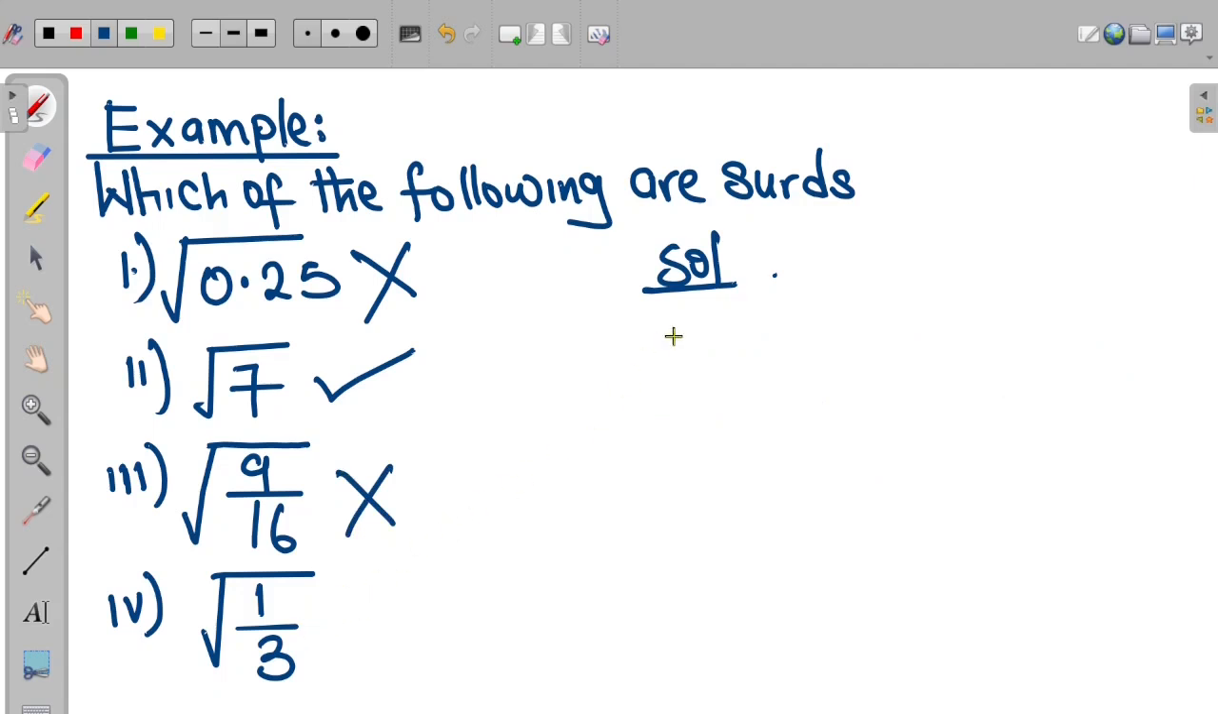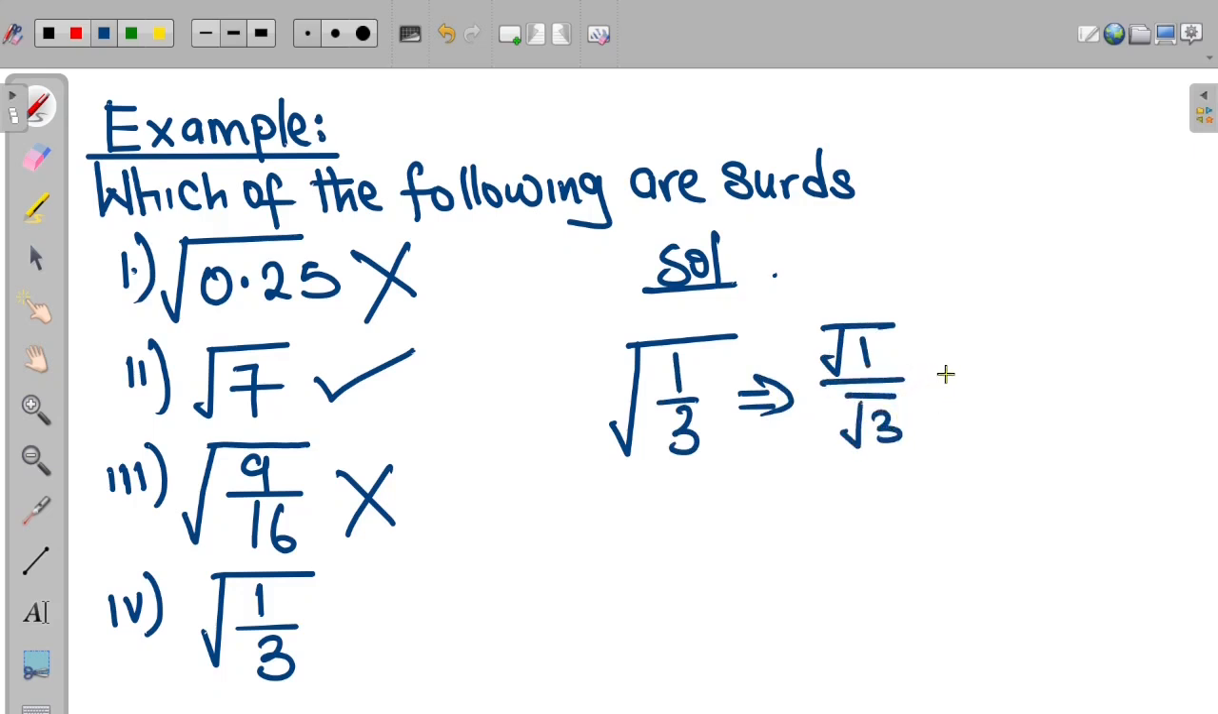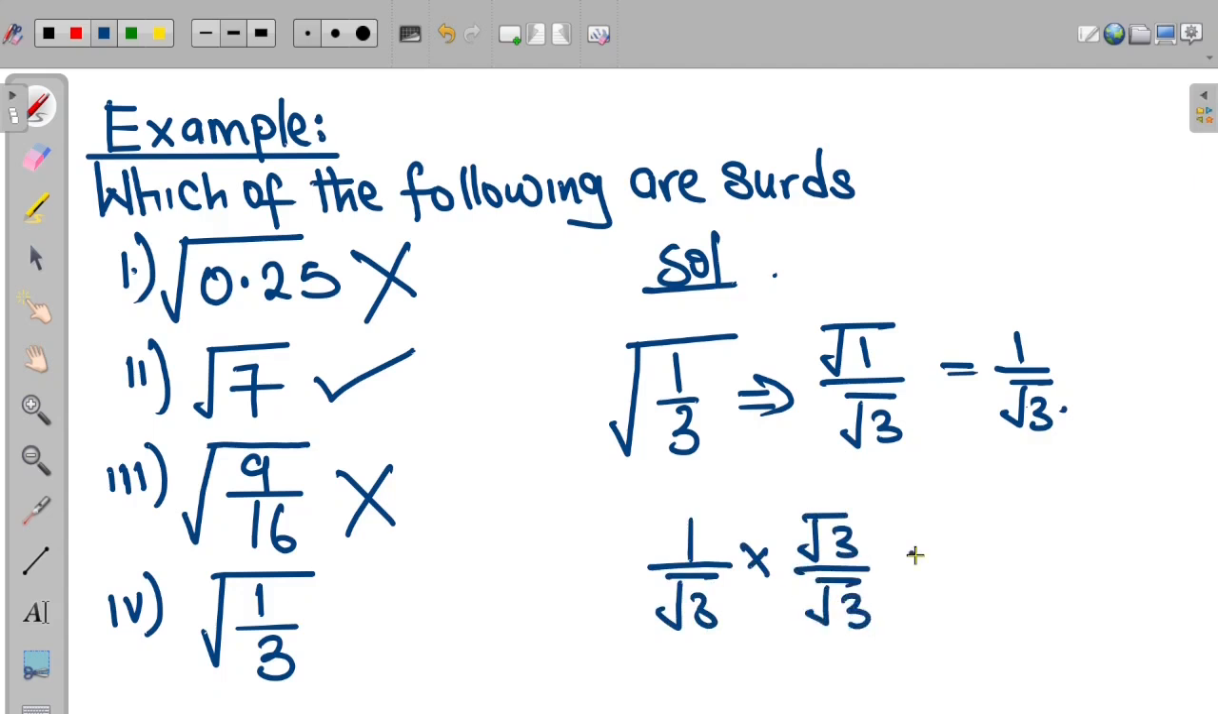Now, for number 4, we have that root of 1 divided by 3. Now, this can be expressed as root 1 divided by root 3. And root 1 is 1, so we have 1 divided by root 3. Now, at this point, we are going to rationalize this. So we have 1 divided by root 3 times root 3 multiplied by root 3. So this is giving us root 3. Now, for the denominator, root 3 times root 3 is giving us 3.